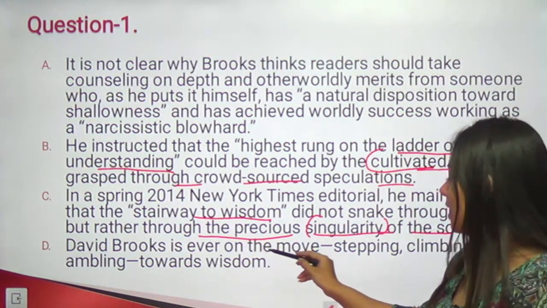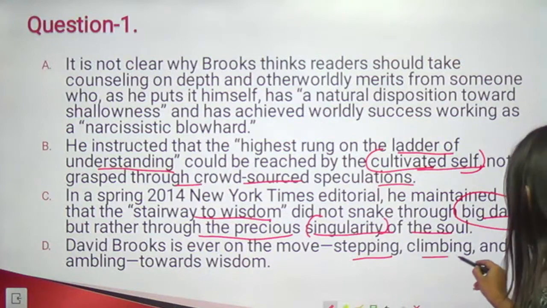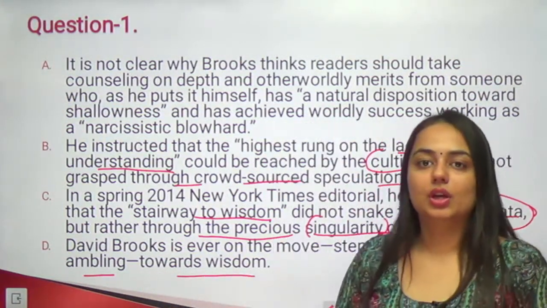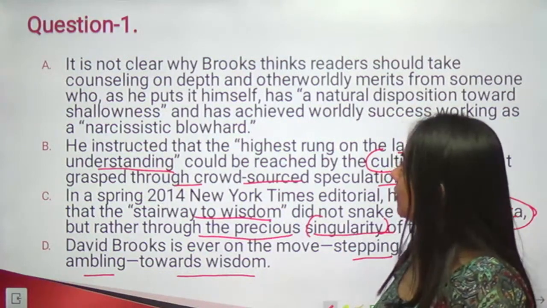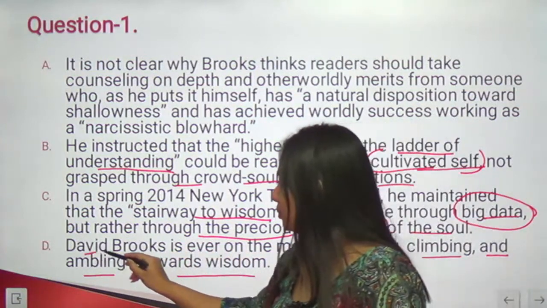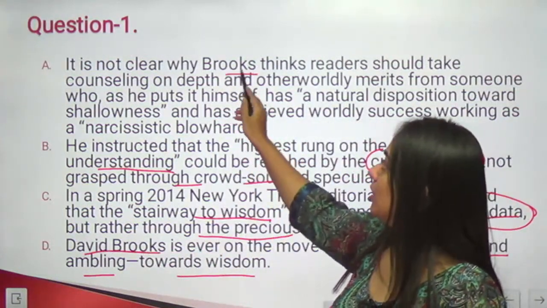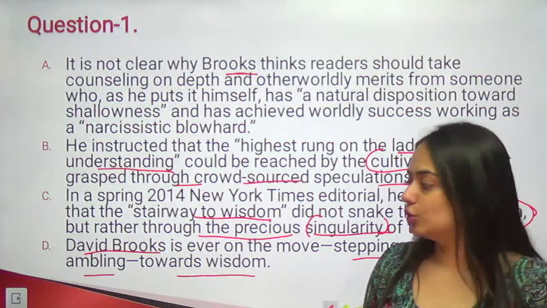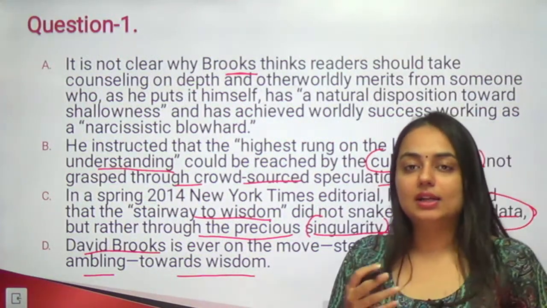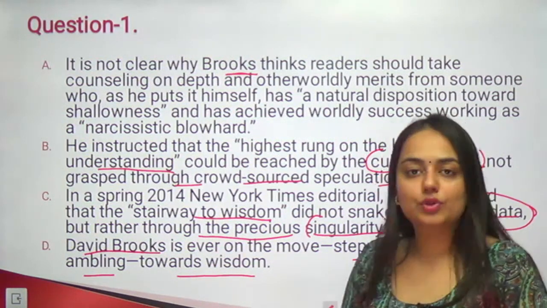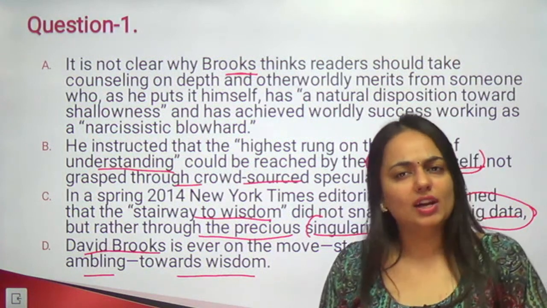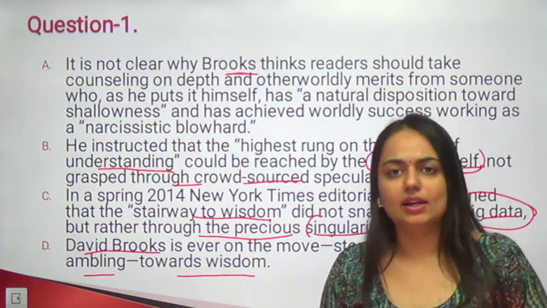David Brooks is ever on the move, stepping, climbing and ambling towards wisdom. So now there are two names here. First one is introducing you to the name, that is David Brooks. A is only using the surname of this person, which means this makes it the opening sentence of the passage, the D. Starting with this idea that David Brooks was always looking into or ambling about or speculating about what actually wisdom is. How do people attain wisdom?